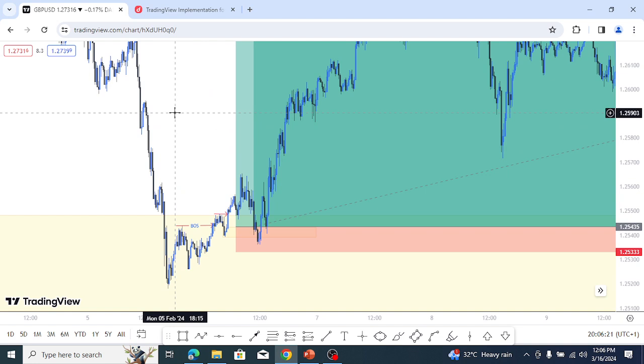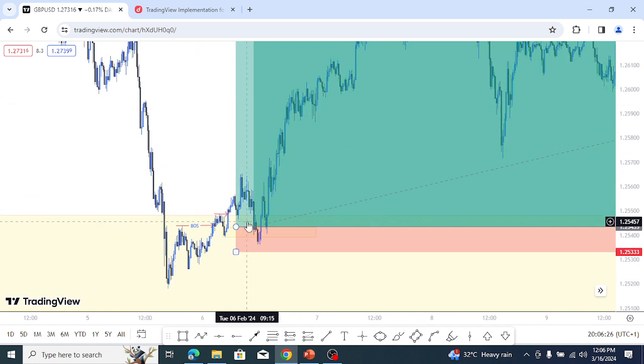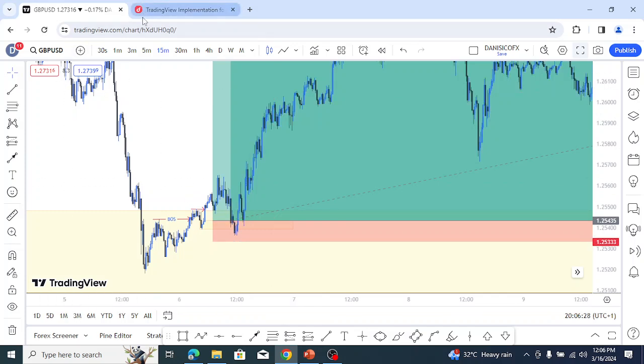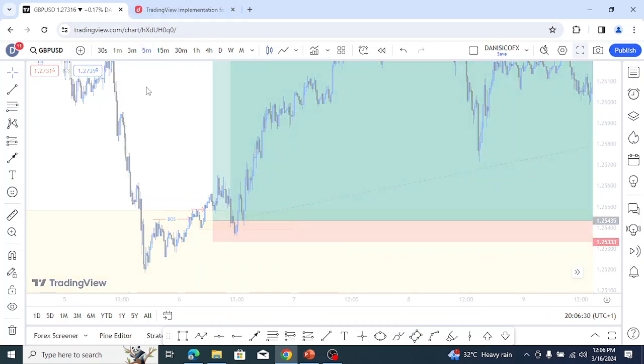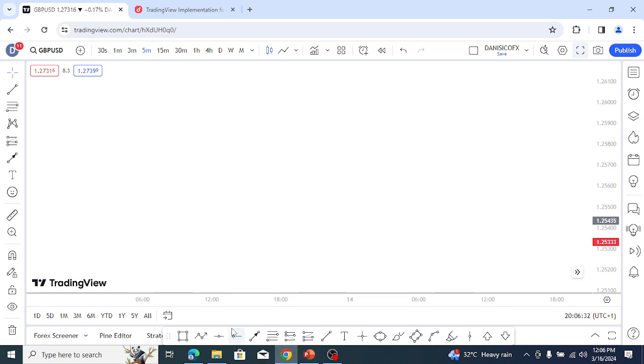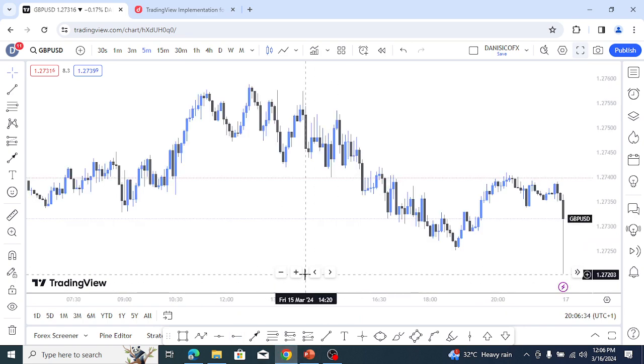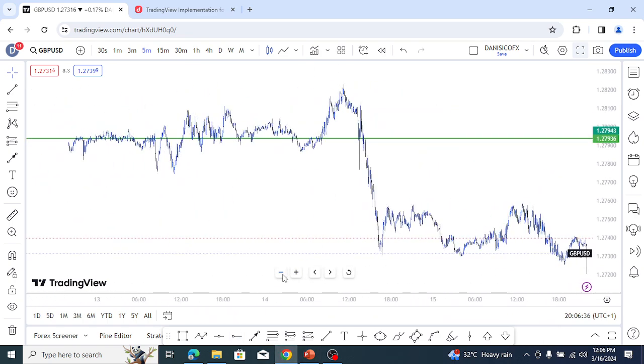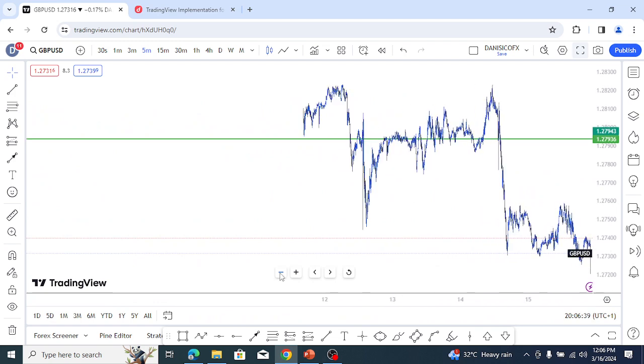So let's go to the 5 minutes time frame, so that maybe the structure will be clearer on the 5 minutes time frame.